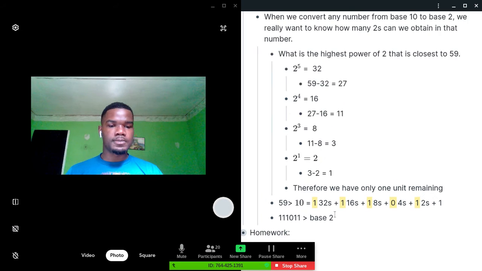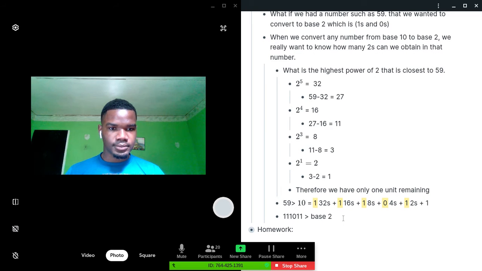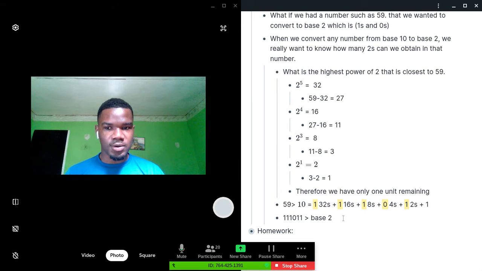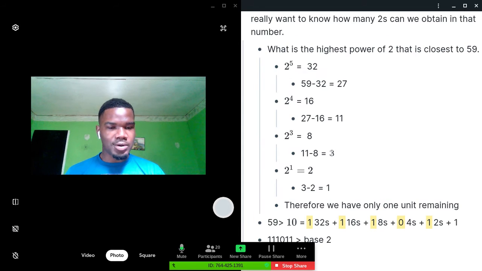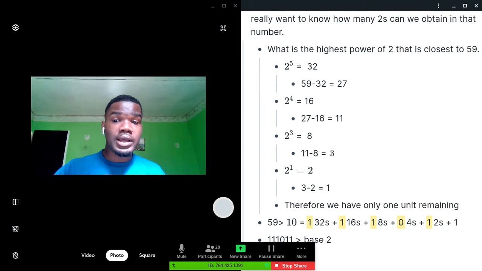111011 came about. Oh, so if we skip a power, right, you put a 0 for that power. Oh, okay. Right? So if we had 3 and we realized that 4 couldn't go into 3, we're going to put a 0 to signify that we didn't use the power of 2 that equaled 4.